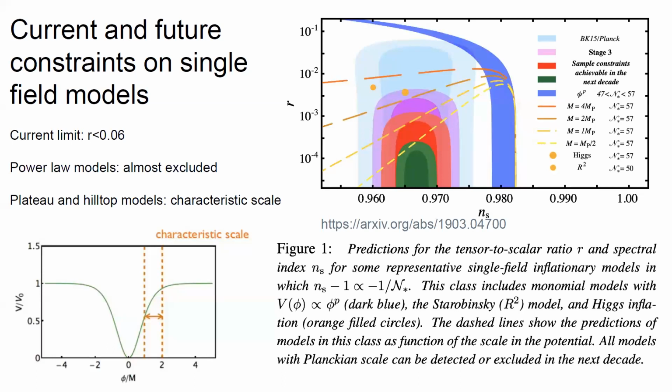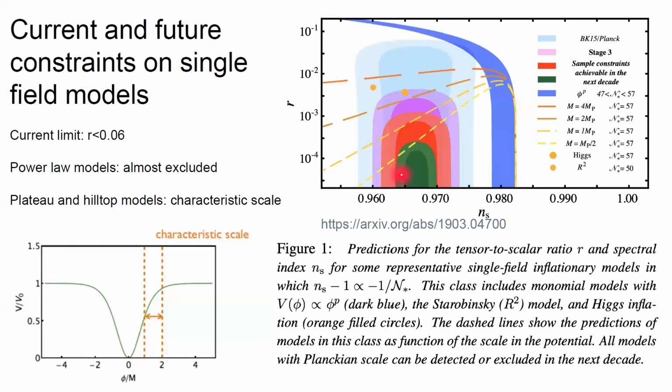And these are already probing and ruling out several of these inflationary models. For example, the power law model, this one here, is essentially, okay, there's maybe touching two sigma here, but essentially almost ruled out. And also many other models are going to be pushed by these measurements.